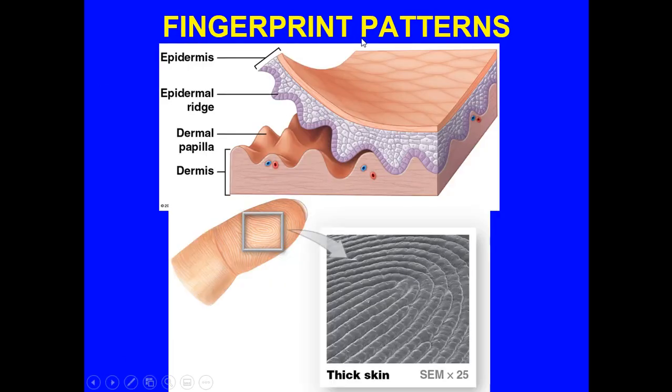Keep mindful of how we get fingerprint patterns. Well, this is the differentiation that we see between the epidermal ridge and the dermal papillae. And these are raised structures. Here you can see an example of it on the thick skin. Now, by the way, if you take a real close look here, and this is a scanning electron micrograph, these little pits here, guess what?